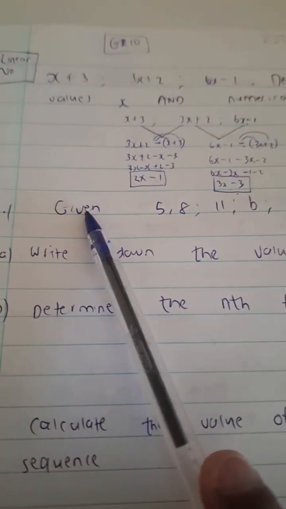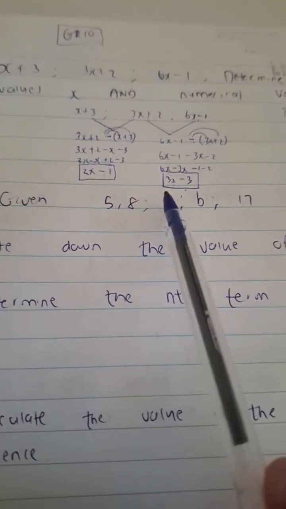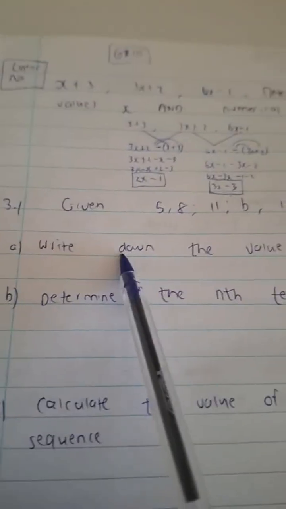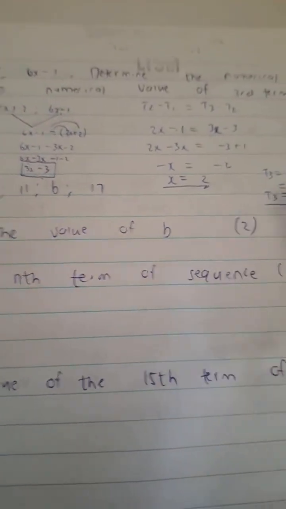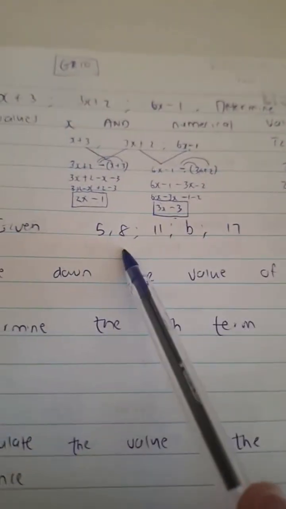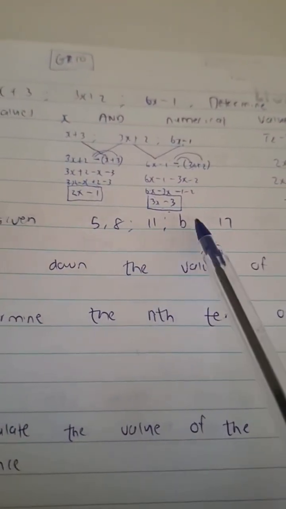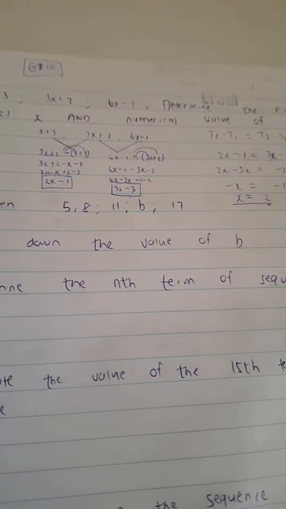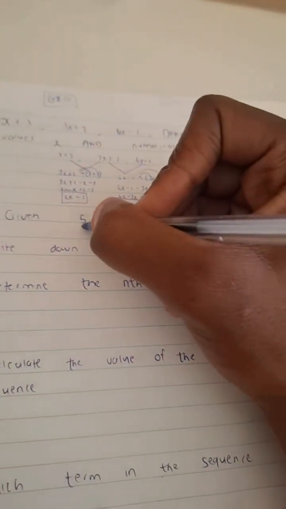3.1. Given 5, 8, 11, B, 17. Write down the value of B. So you tell me, guys. 5, 8, 11, B, 17. Write down the value of B. So B is equal to?